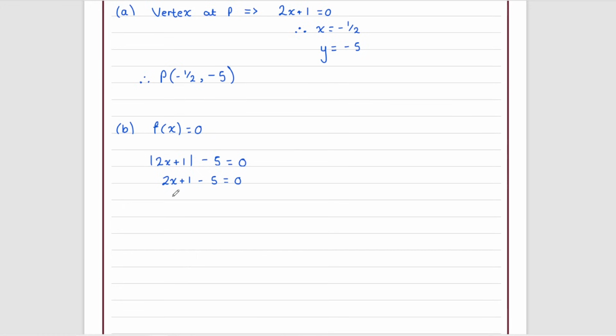1 minus 5 is minus 4. So add that to the other side. So we get 2x equals 4. And therefore x equals 2. Okay, so that's my first solution. So x equals 2 there.